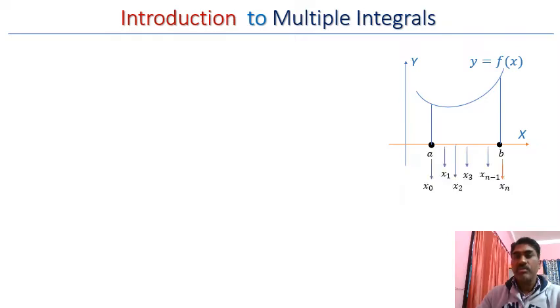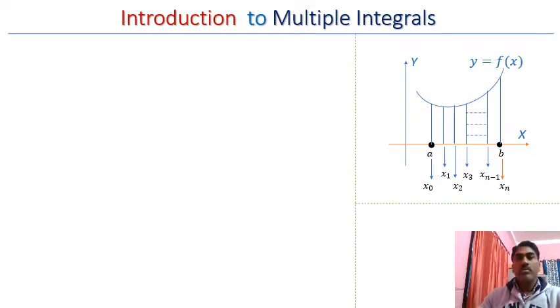Initially you divide the interval a to b into subintervals by taking points between a and b as x0, x1, x2, x3, up to x(n-1) and xn. We set a = x0 and b = xn, with all the other points x1, x2, x3 and so on in between. Now you draw strips and try to find the area of each individual strip.